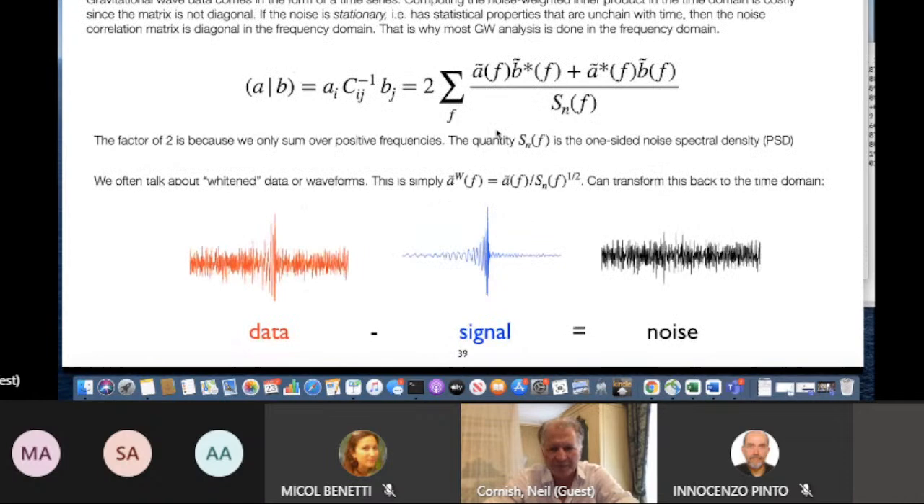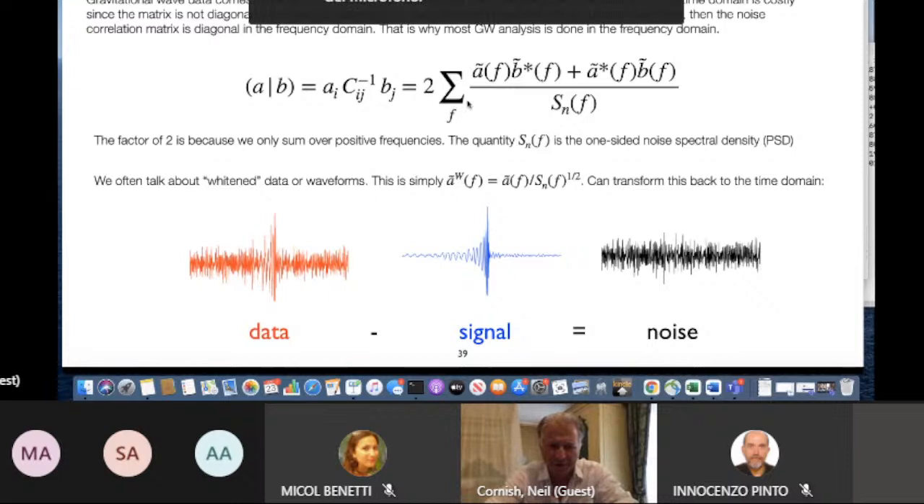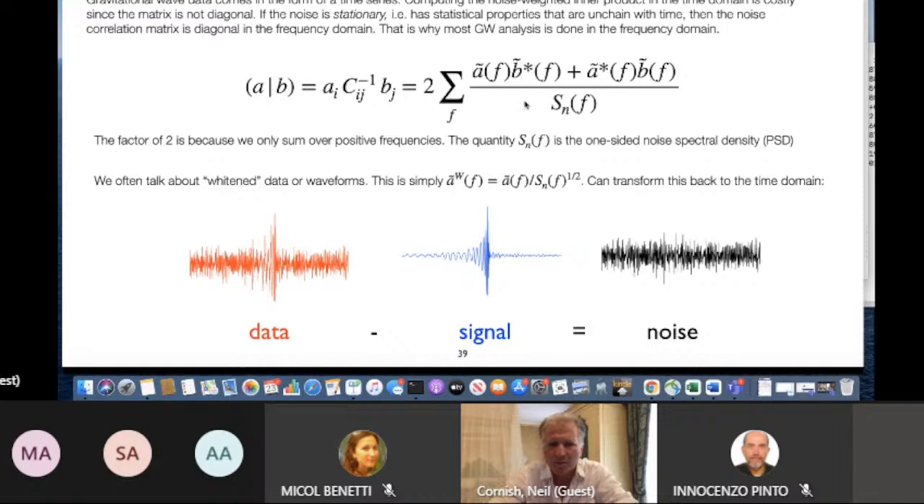Not an integral, this one's as a sum in frequencies. You'll often see them take the limit where the sum goes over to an integral. Of course, in practice, we have a finite amount of data, so it's actually really a sum, not an integral. And so we've got the Fourier transform of time stream A, Fourier transform of B, complex conjugate here, add those together, and that's what it looks like in the frequency domain.